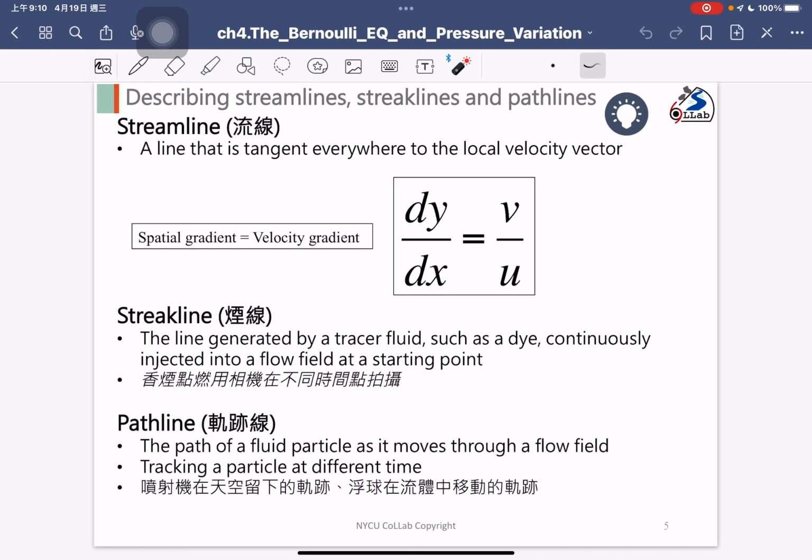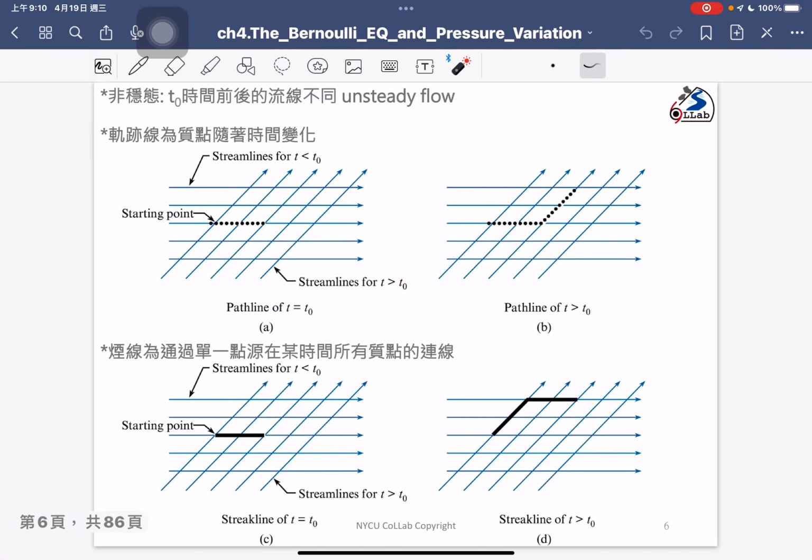The path is just tracking the particle at different times, and the line is the path line. Okay, so maybe you're still confused. So this slide just summarizes how we can draw the path line and how we can draw the track line by yourself. Okay, so we first need to understand what the conditions are.